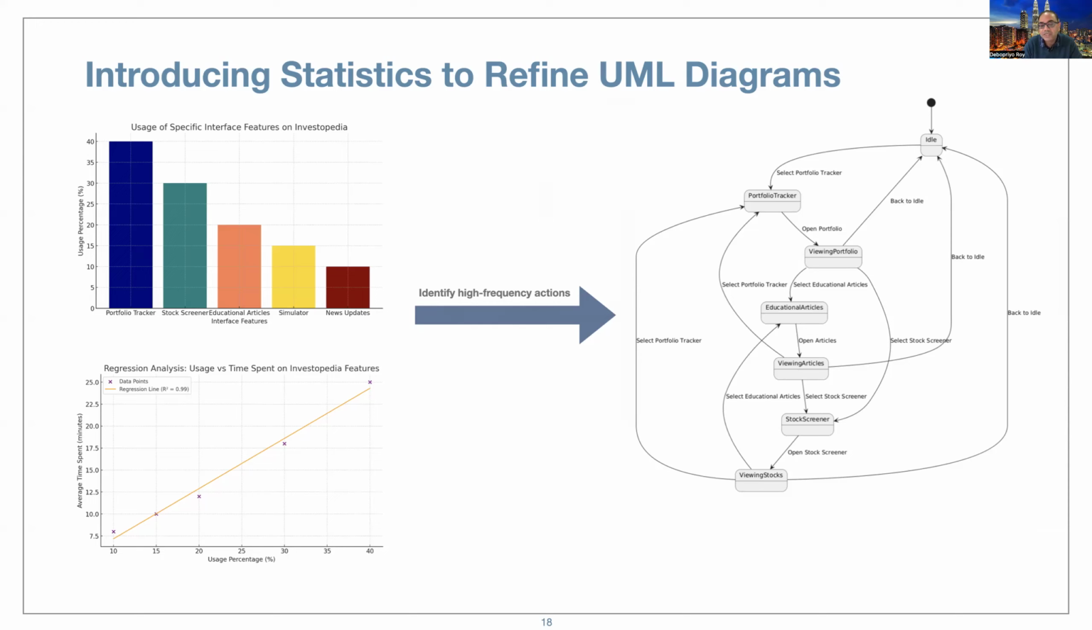So this is basically an identification of the high frequency actions, and you can draw a state diagram based on that. So someone is viewing a portfolio. You can actually start from being idle to portfolio tracker to viewing portfolio. Then you go on to educational articles and up to stock screener and viewing stocks. But you may not do so. You can view a portfolio, then you can look at several articles, and then you can go back to being idle. So that means you're not really going into understanding how a stock screener works and how the viewing stocks works and how it goes back to the portfolio tracker.